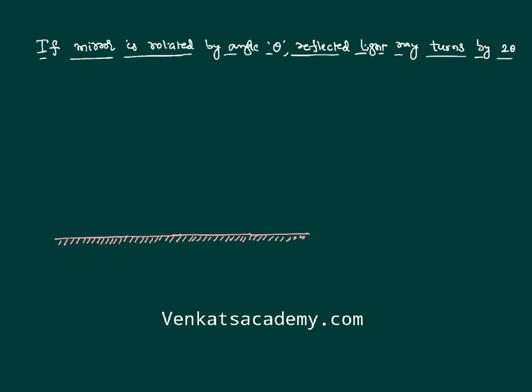Hello everyone, we are talking about the reflection of light on a plane surface. Here we have taken a mirror. In this video I would like to show that, keeping the object fixed, if I turn the mirror by an angle theta, the corresponding image of the object turns by an angle 2 theta, or the reflected light turns by an angle 2 theta.